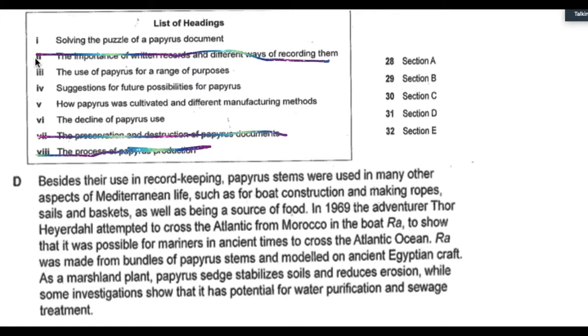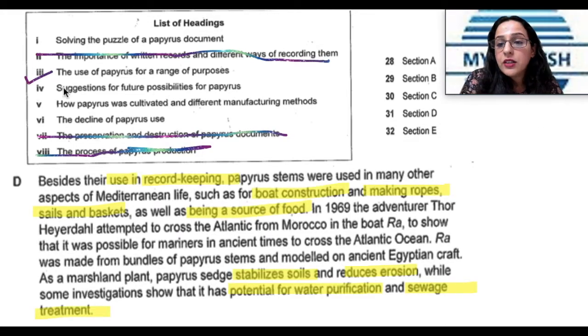Let's move further. So I have eliminated 2nd, 7th and 8th. Now I have para D and I have 1, 2, 3, 4, 5 options. So I want you to take a look at them. Alright, now the answer is number 3, which is the use of papyrus for a range of purposes. It is absolutely clear that besides their use in record keeping, everywhere it is talking about the use of papyrus only. So other uses like boat construction, making rope, sails, baskets, being a source of food, and finally in the end it is also said that it stabilizes soil, reduces erosion. So basically it's talking about the advantages, but here in the beginning it's talking about the use of papyrus for a range of purposes. So 3rd is the right answer for para D.